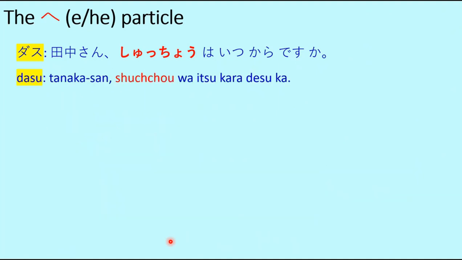So now let's look at the explanation of this conversation. The first line is, Das-san says, Tanaka-san, shucho wa itsukara desu ka? Now, shucho is a new word that we have encountered for the first time today in this series. So shucho means an official tour. Official tour is generally referred to as shucho in Japanese.